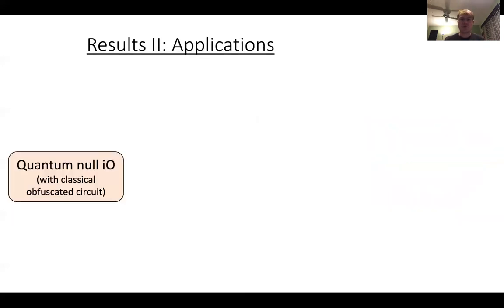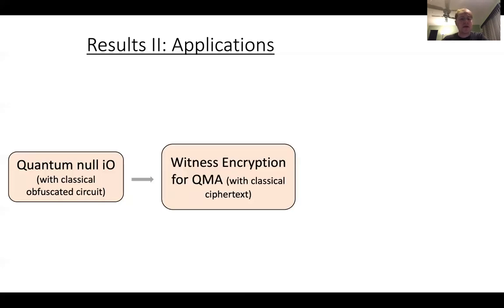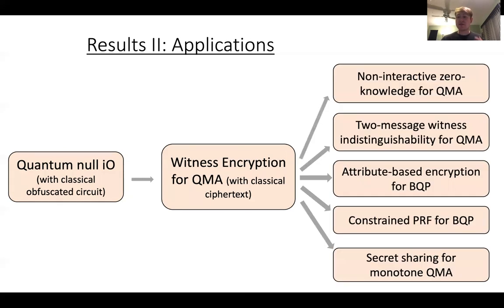The second part of our results is on the application side. Like I just mentioned, we construct quantum null IO, and in fact, our obfuscated circuit has a classical description. We show that this implies witness encryption for QMA, also with a classical ciphertext. And then we show that witness encryption for QMA is a very useful notion. It has all of these applications, including a non-interactive zero knowledge proof for QMA. And so we give basically the first candidate construction of this primitive for QMA.